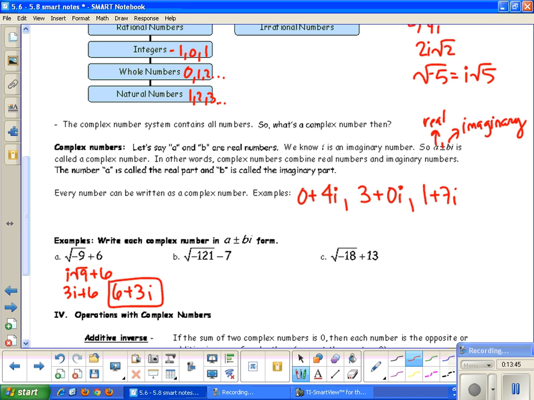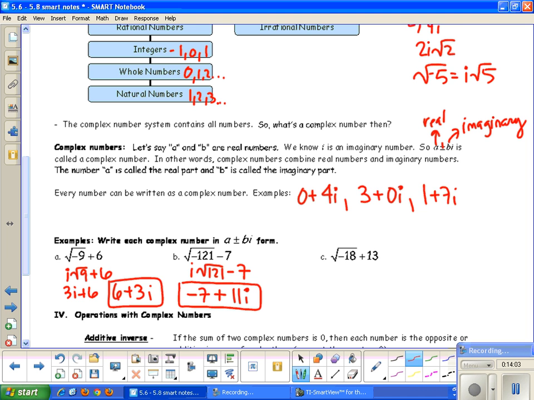So let's do the next one. For the next one, I again do i root 121 because you always want to write your equations in terms of i before you simplify them. The square root of 121 is 11, so negative 7 and then plus 11i would be my solution.